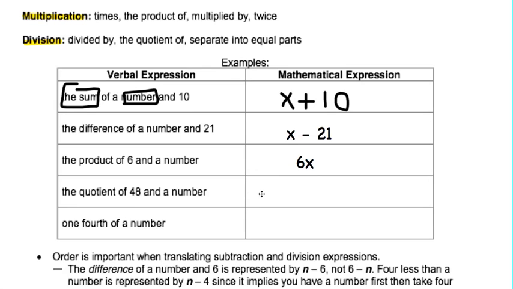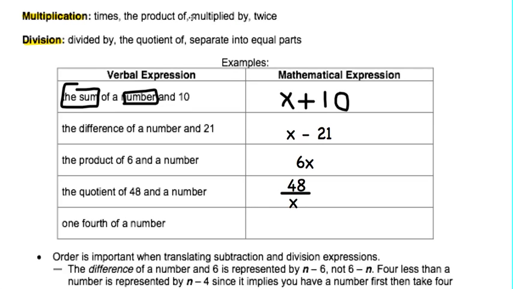The quotient of 48 and a number would be 48 divided by x. And that can look at several different ways. A lot of times we see the elementary representation of divide, but in algebra and in pre-algebra, which is what our case is, we'll look at it as almost like a fraction, where 48 is divided by x.